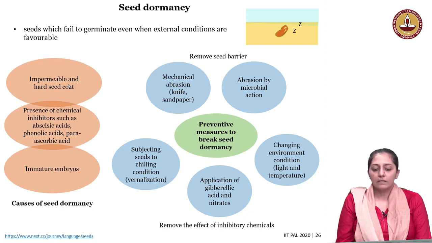That is done by subjecting the seeds to chilling conditions, which we have learnt is called vernalization, or by application of antagonistic compounds like gibberellic acids or nitrates, or by changing environmental conditions like light and temperature, the photoperiodic response.